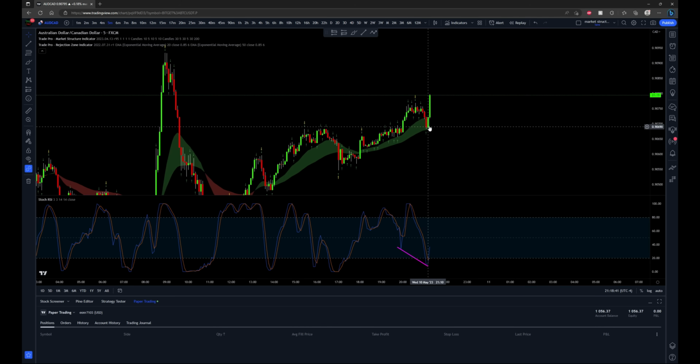And now we've already seen the push up. I couldn't start the recording before my profit target got hit, but you can see account balance up by 5.6% on this trade. Go to the history here.